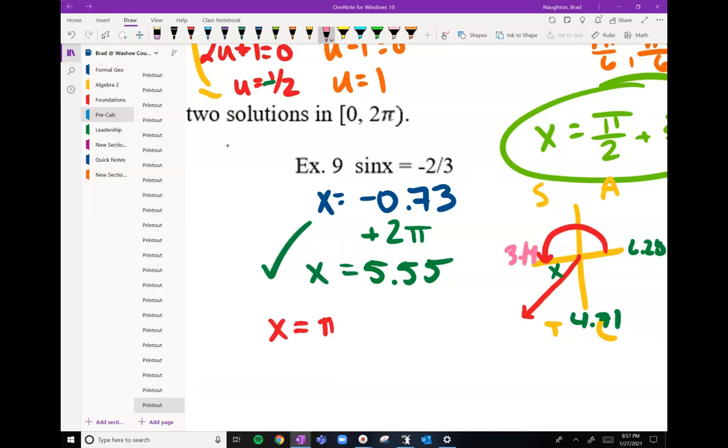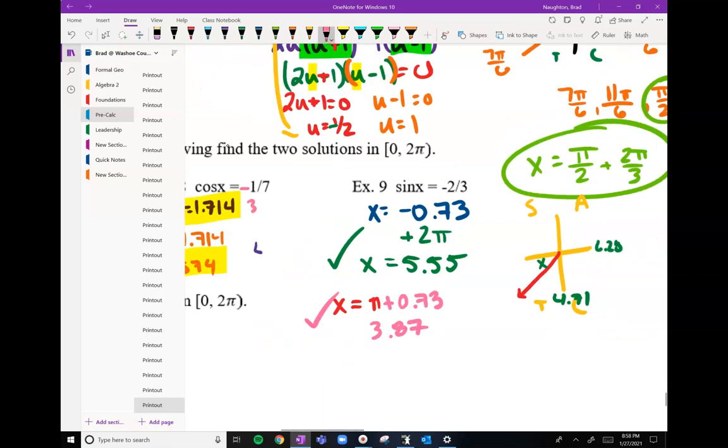That's why the picture is key, and putting those decimals in there is super helpful. So now I know, hey, this is where I need to be. So that's going to be pi plus that 0.73, and that's going to give me 3.87, and that's going to land me where I need to be. Boom, shakalaka. We're good to go.